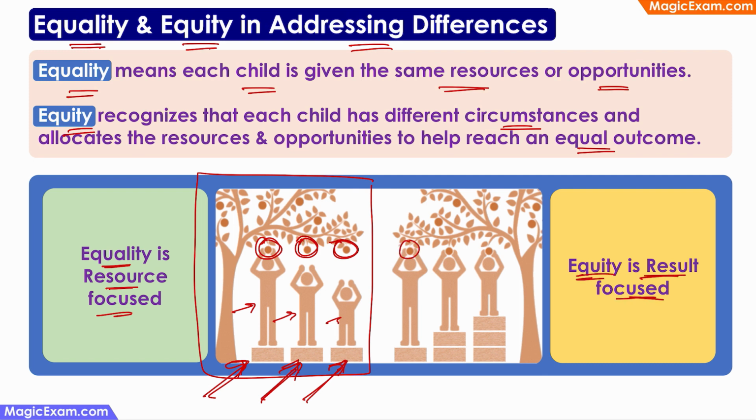Now you know that the result is that all the children will have to be able to reach the fruit. So you will give them as much resources or as many opportunities as they require to be able to reach this result or outcome. So again, based on the individual differences of the children, you are giving them different types of resources or opportunities. So that is the difference between equality and equity.